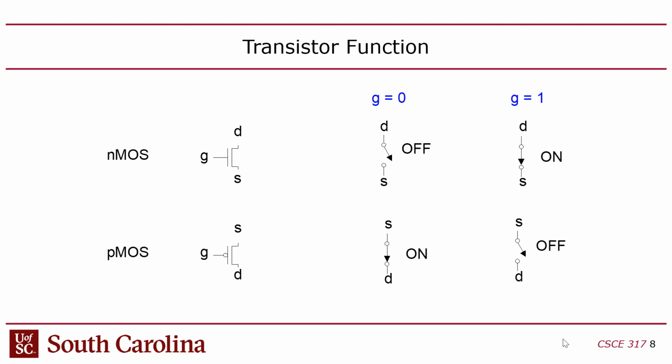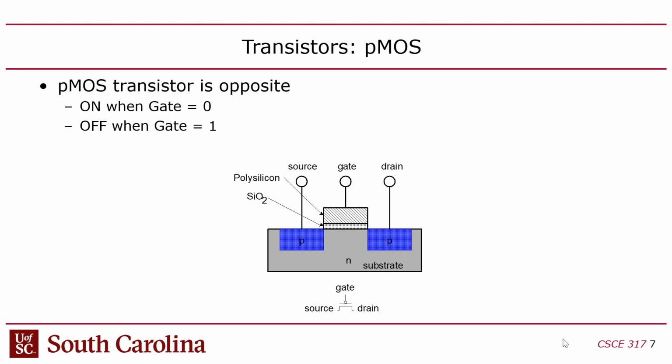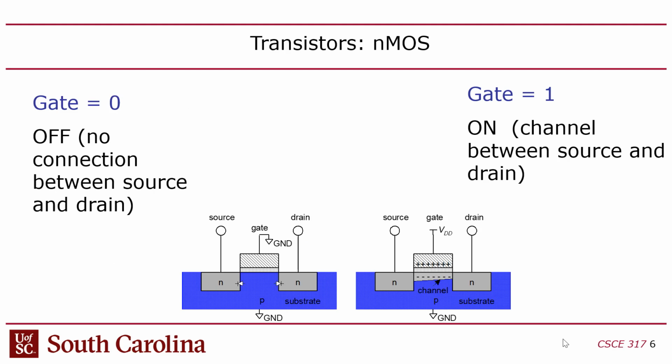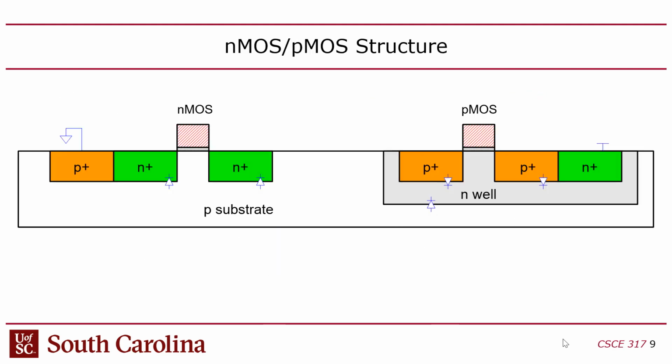The problem is there's another type of transistor called the PMOS, which is opposite. But you know it's opposite because of this bubble on the gate. So when the gate is 0, you turn on. When the gate is 1, you turn off. So it works in reverse. And so the PMOS is actually the way you build it.